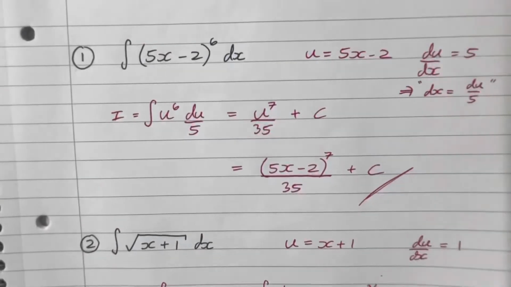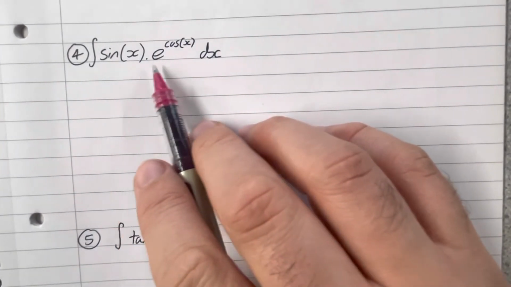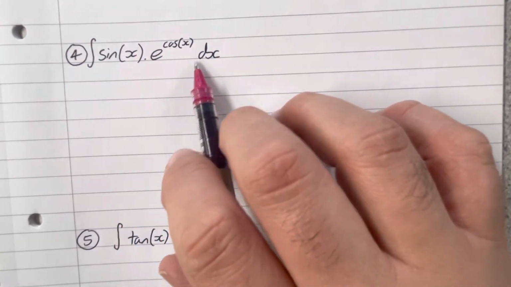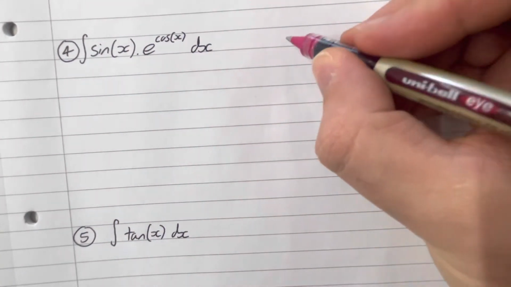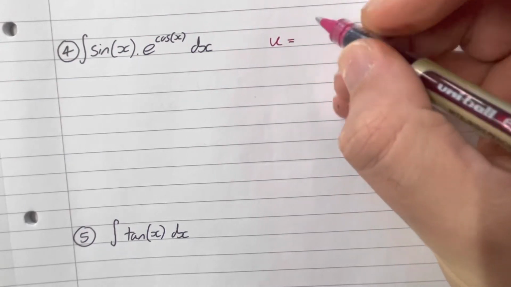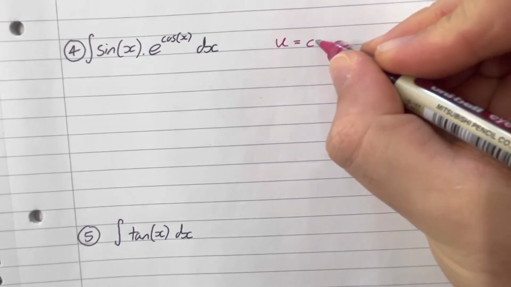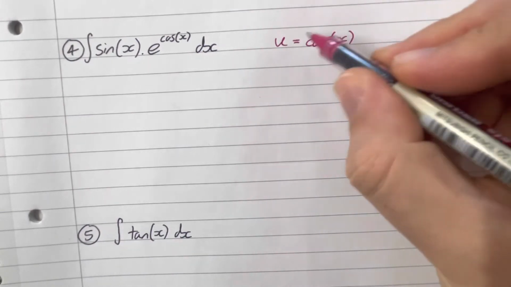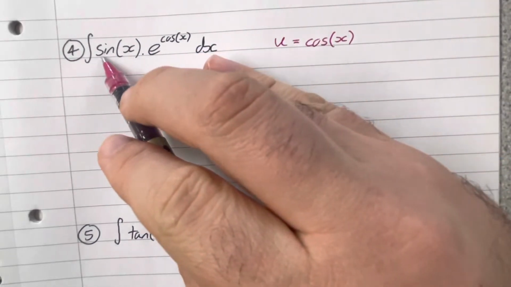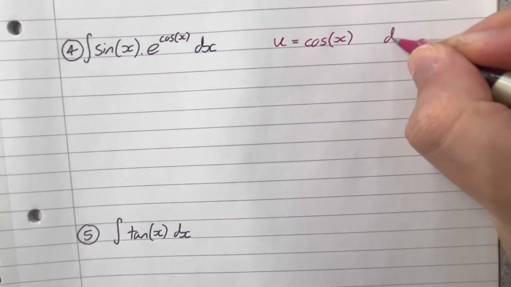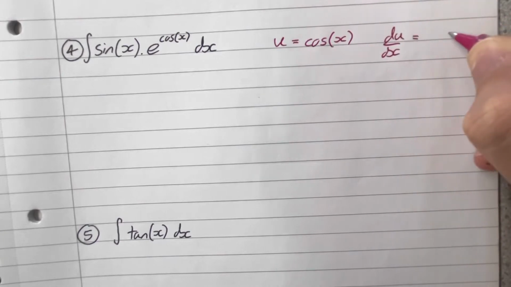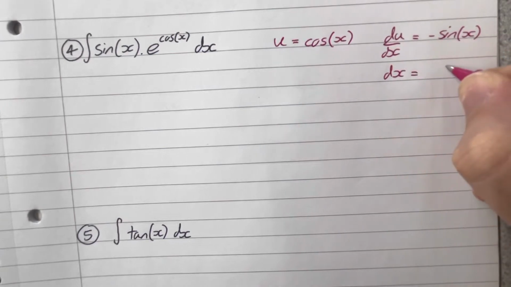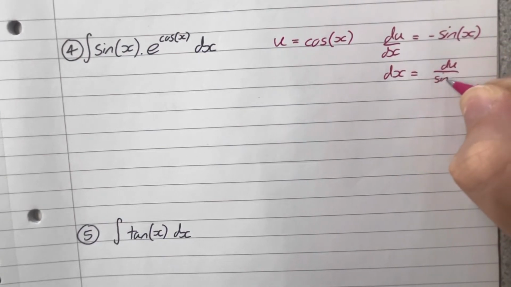Example number 3. Sine of x times e to the cosine of x. Again, it's not obvious at first sight what substitution you need to make, but once you've done a few of these, we can see how it's going to work. In this case, the substitution is u equals the cosine of x, because du by dx is going to be a sine, and that's going to cancel with the sine at the front. So du by dx is minus sine of x. So that tells us that dx is going to be du divided by minus sine of x.